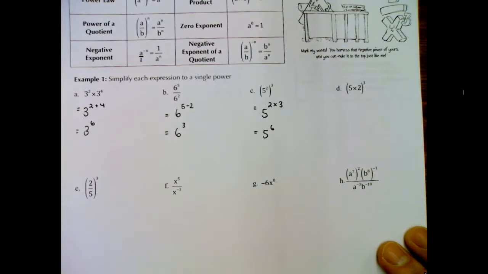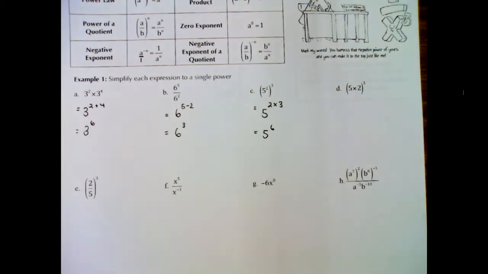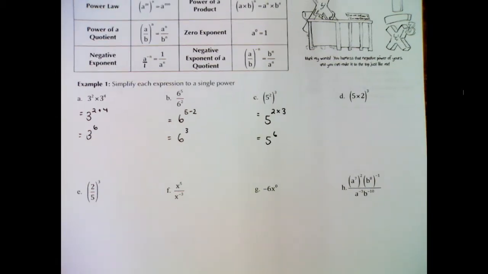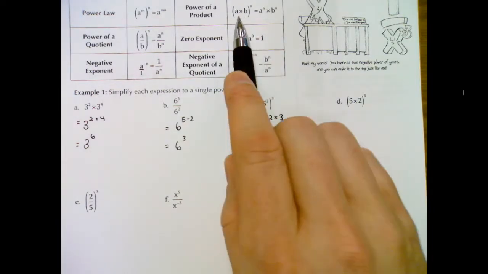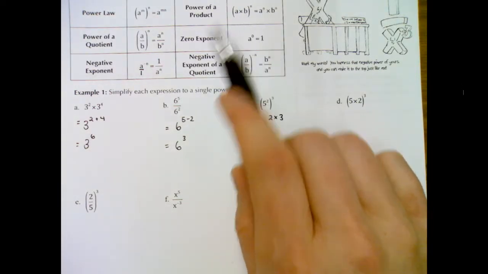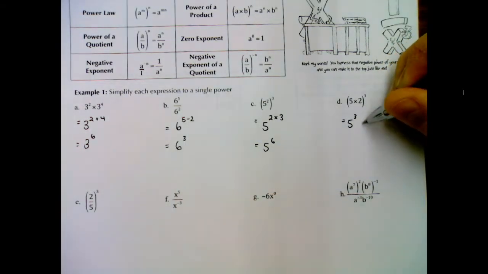All right, next one's power of a product. We've got 5 times 2 to the exponent 3. And we could simply do 5 times 2, get 10, and make it 10 to the exponent 3. And that would be a single power. But alternatively, we could use the power of a product law that says distribute the exponent to both of the bases. And we would get 5 to the exponent 3 times 2 to the exponent 3.